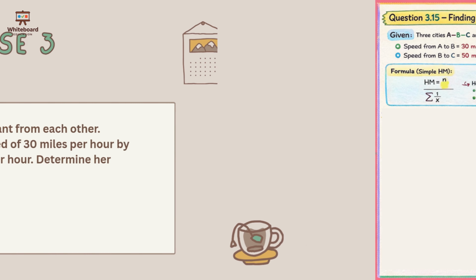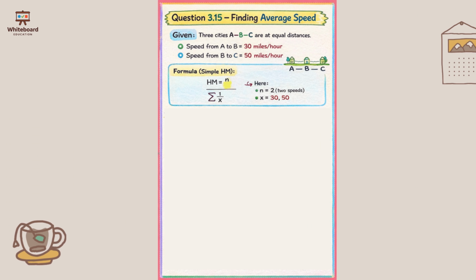Here we can comprehend that the three cities A, B and C are at an equal distance. The speed from A to B is 30 miles per hour, and the speed from B to C is 50 miles per hour. The formula of simple harmonic mean is n over sigma 1 over x. Here, there are two speeds, n is 2, and the values of x are the speeds 30 and 50.